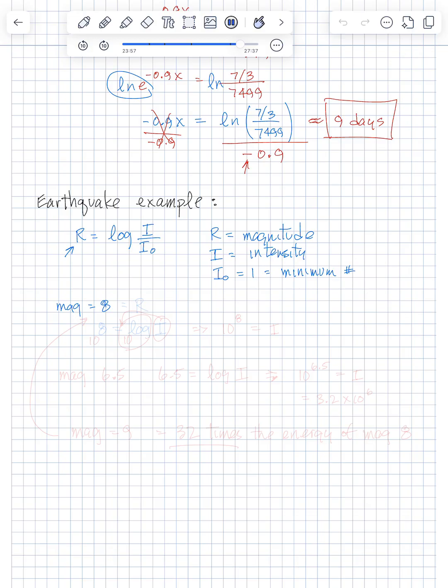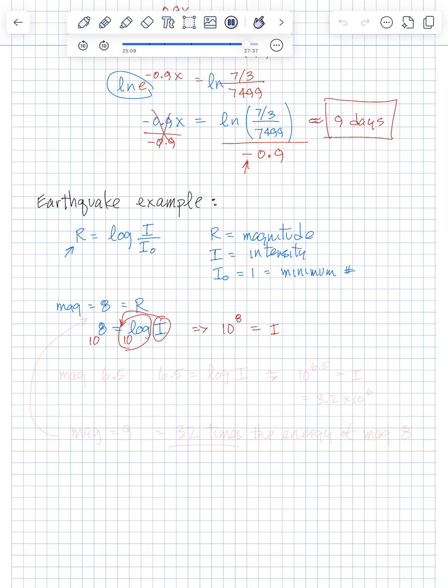So the 8 is going to be R. So we have 8 equals log I over I sub 0, which is just 1. So we have a log equation. To solve this, we have to exponentiate both sides, but the base of the common log is 10. So we have 10 to the 8 is equal to 10 to the log I. When we do that, 10 to the 8th is equal to 10 to the log base 10 of I, but the I comes down in front. So this is just 10 to the 8th is equal to I, so that's the intensity. 1 times 10 to the 8th is a pretty big number.